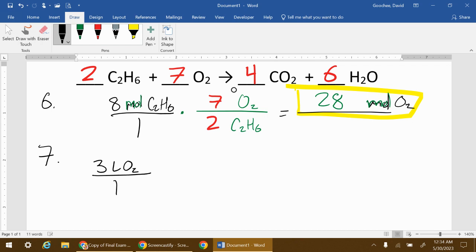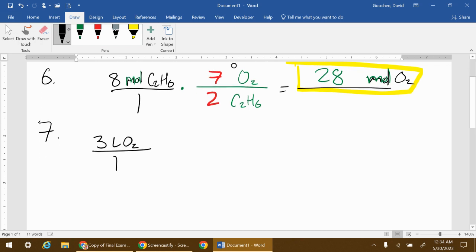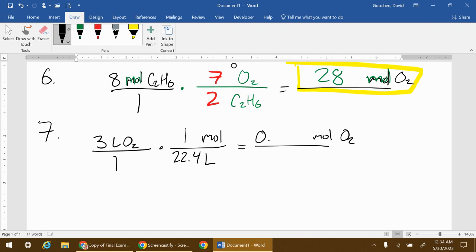We have liters, and so we have to get out of liters into moles of O2. So to do that, we divide by liters to get into moles. The relationship between liters of gas and moles at STP is 22.4 liters for every mole. So 3 liters of oxygen divided by 22.4 gets us 0.134 moles of oxygen.